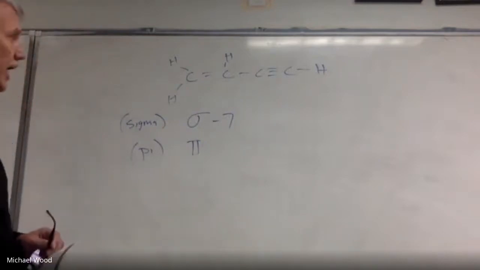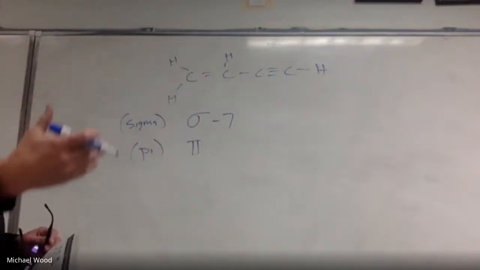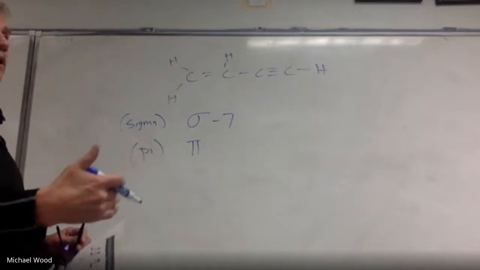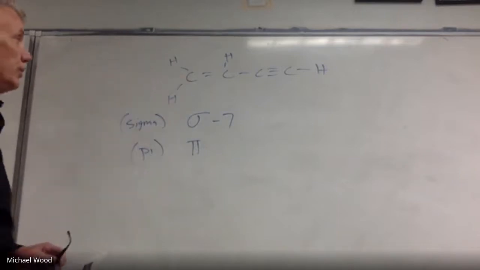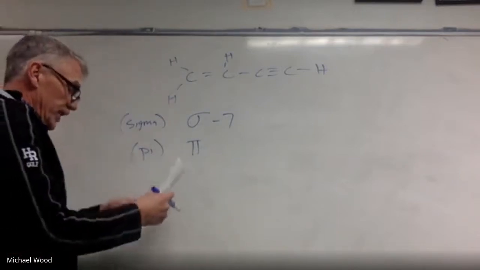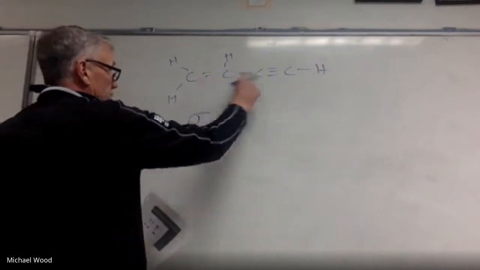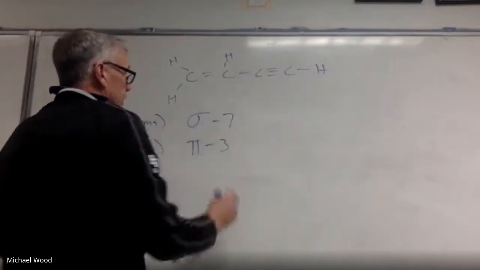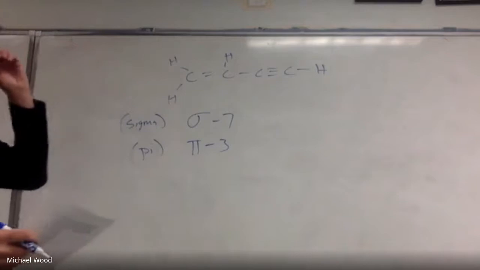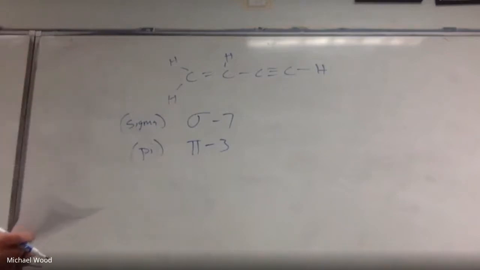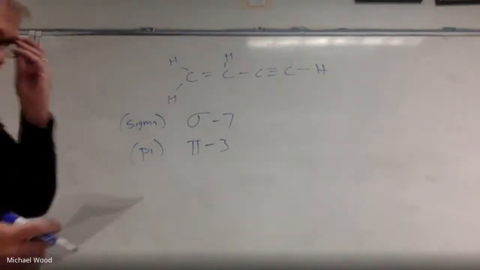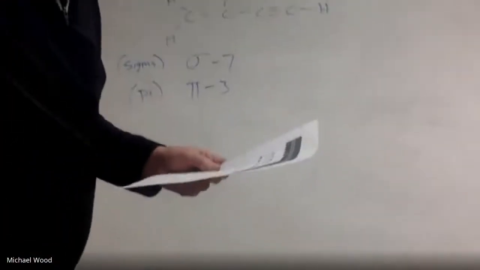Now the pi bonds are always the extra bonds, the second bond in a double bond or the second and third bond in a triple bond. So here, that would be 1, 2, 3. So this organic molecule has 7 sigma bonds, 3 pi bonds. Okay, let's do another example here. I'll just leave it up here for a second.